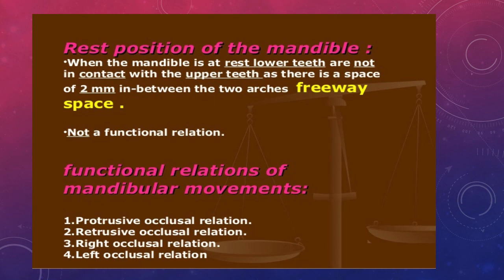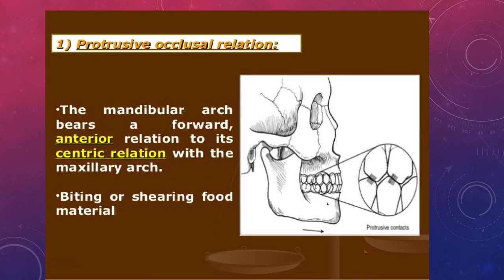Rest position of the mandible: when the mandible is at rest, the lower teeth are not in contact with the upper teeth, as there is a space of 2 mm between the two arches, the freeway space, with no functional relations. Functional relations of mandibular movement: protrusive occlusal relations, retrusive occlusal relations, right occlusal relations, left occlusal relations.